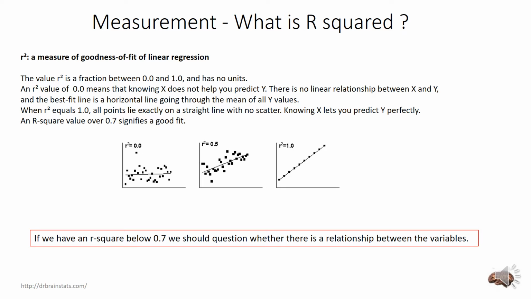This brings us onto R squared. R squared is a measure of goodness of fit of a linear regression. The value R squared is a fraction between 0 and 1 and has no units. If you have an R squared below 0.7, we should question whether there is a relationship between the variables.